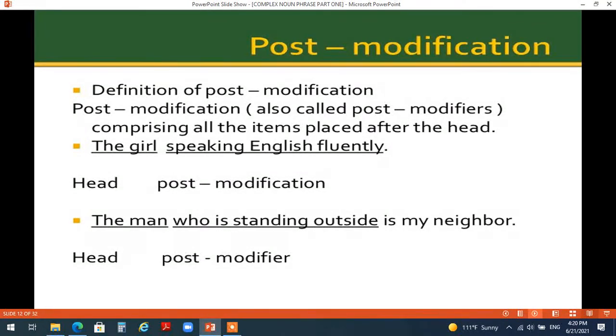Also in the other example, the man who is standing outside is my neighbor. Here you can find that the head noun is the word man. This head noun has been post-modified by using the relative clause who is standing outside. Then also here we have a complex noun phrase in which we have the post-modification, and we have a head noun, and we have also a predeterminer اللي هو the article there.